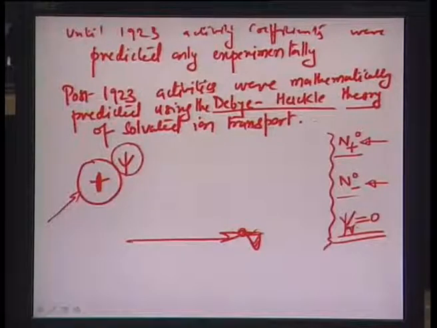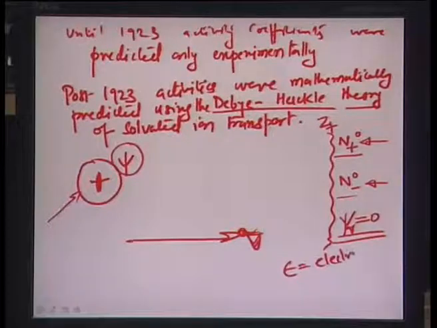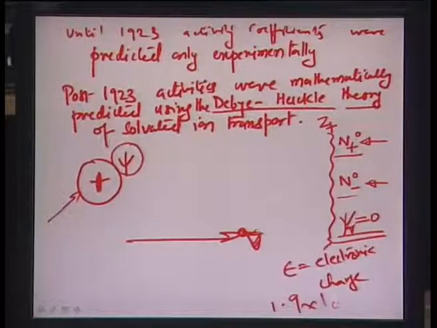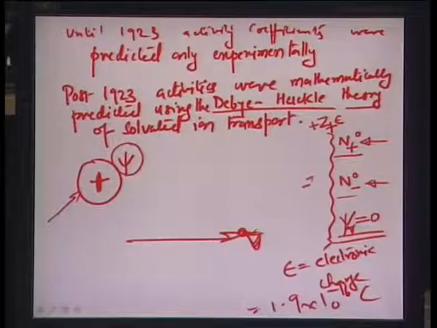So, if I want to bring in some positive charge, let us say with a valency Z plus. What would be the charge if we assume epsilon to be the electronic charge, 1.9 into 10 to the power of minus 16 coulomb? Essentially we are talking about Z plus times epsilon, and let us suppose this is the amount of positive charge and minus Z minus epsilon is the amount of negative charge.